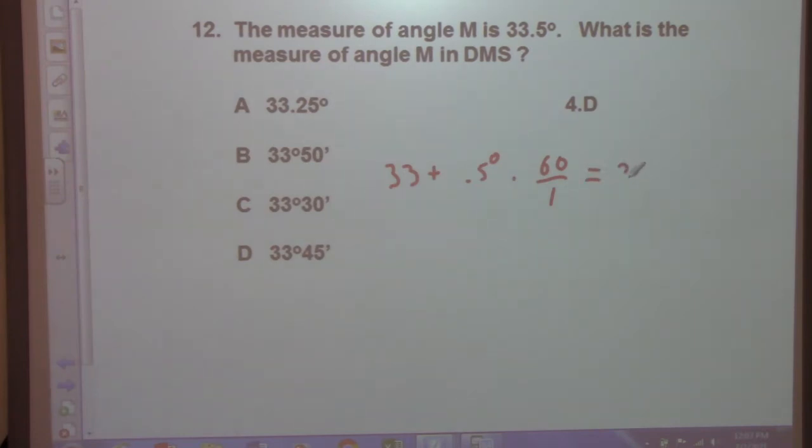So that's going to be 33 degrees, and that's going to be 0.5 times 60. So that's going to be 30 minutes. Answer choice C. Okay?